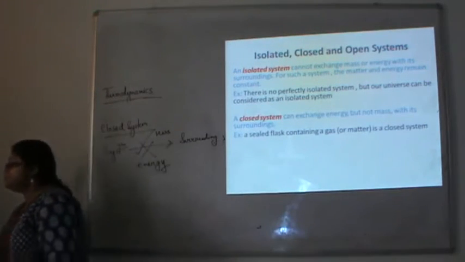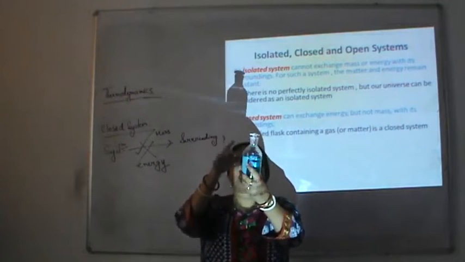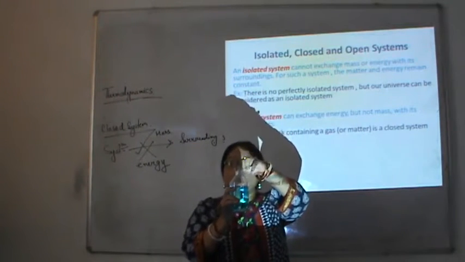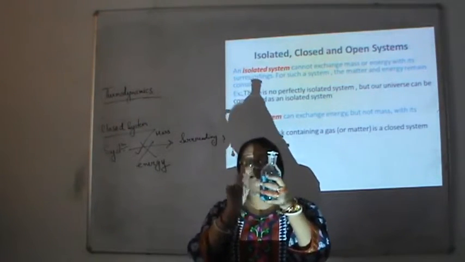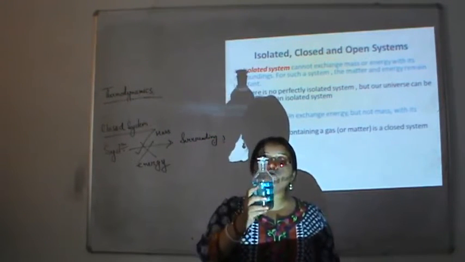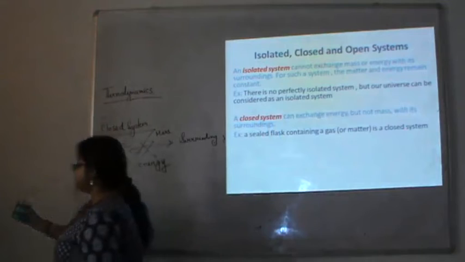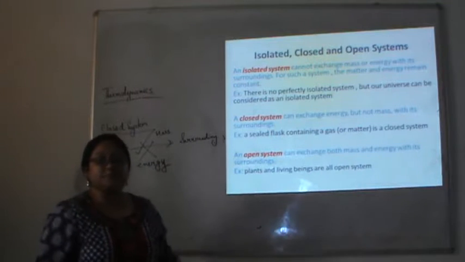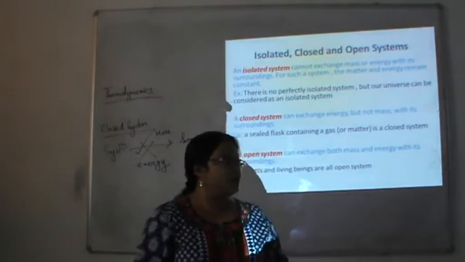This is an example of a closed system: this measuring cell, this reagent bottle, when the cap is closed. Here the mass, the liquid, is not exchanged, but the energy can be exchanged. Mass exchange is not possible, but energy exchange is possible. The closed system can exchange energy but not mass with its surroundings. A sealed flask containing gas or liquid is an example of a closed system.